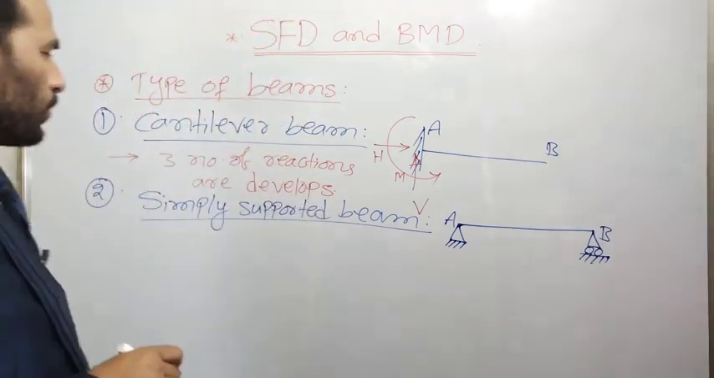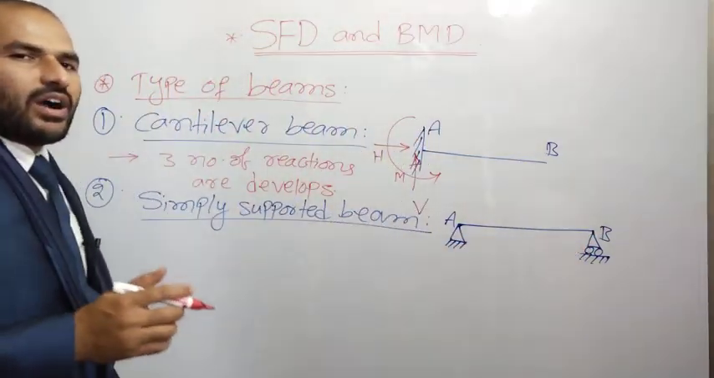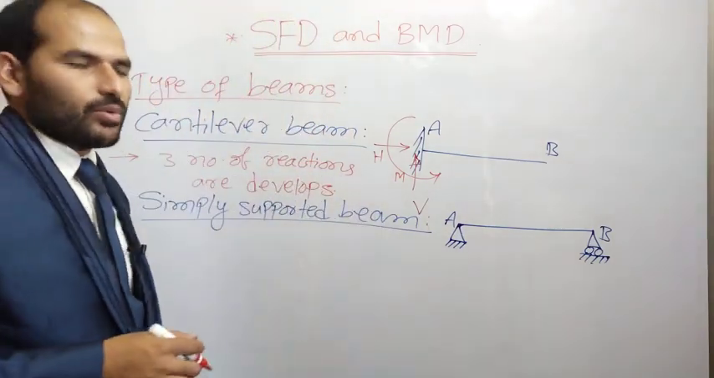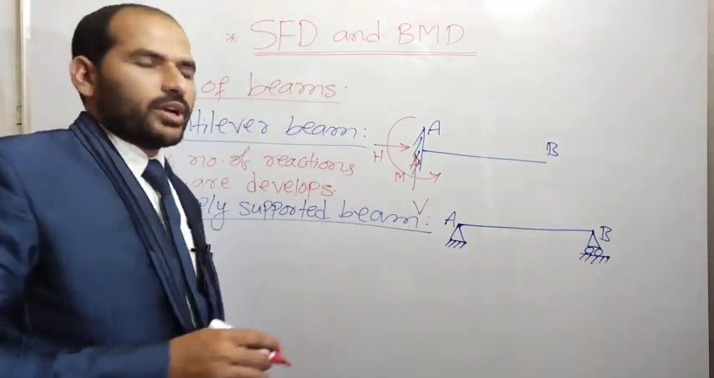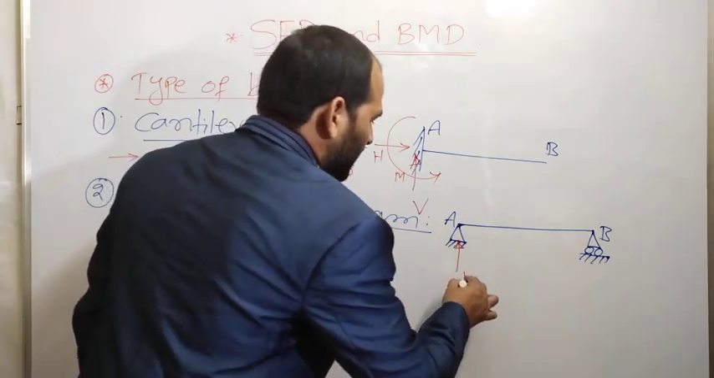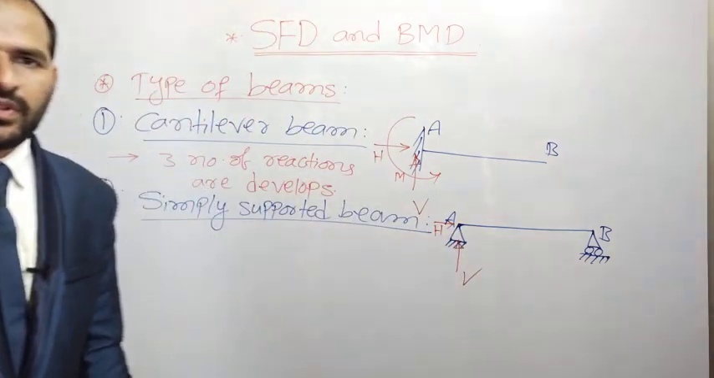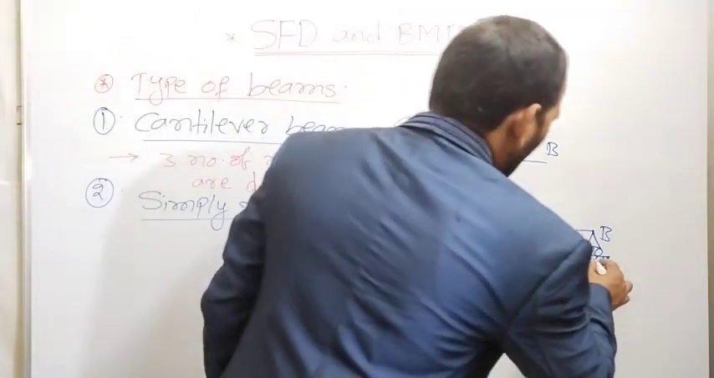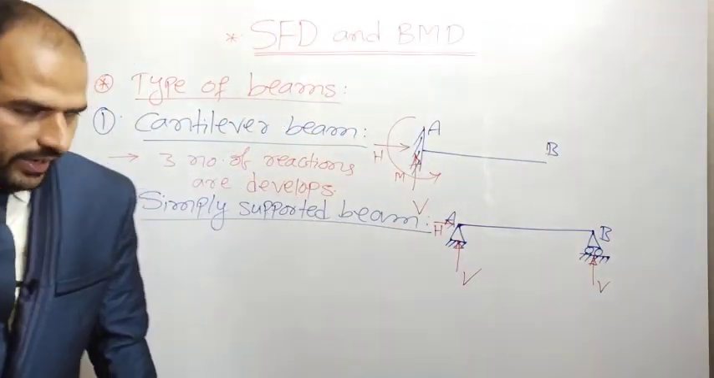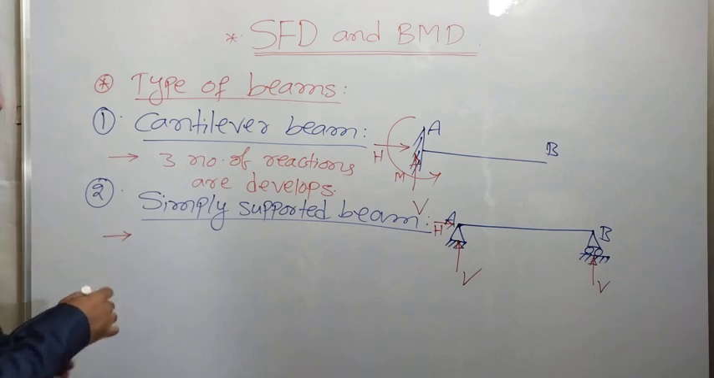In this simply supported beam, these are the two supports and this is the beam. On the pin or hinge support, one is the vertical reaction and one is the horizontal reaction. And on the other side only one reaction is developed, that is the vertical reaction.